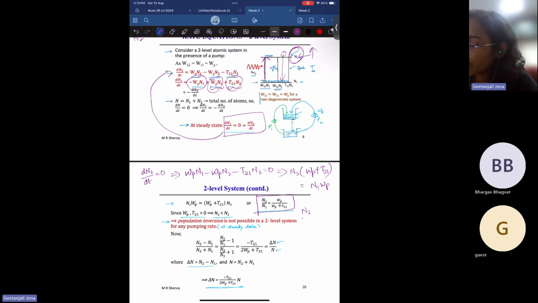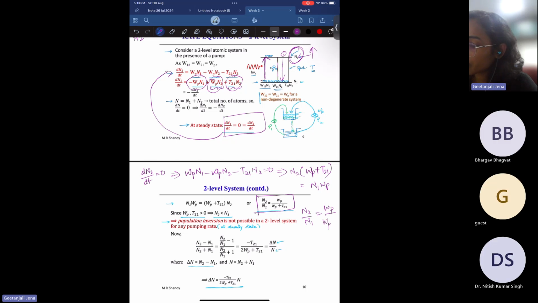So that means this N2 by N1 is omega_p divided by omega_p plus T21. So that means the denominator term is greater than the numerator term. So that means this N2 by N1 is less than 1. So N1 is always greater than N2 in a two-level system. So this means that for any pumping rate, even if we increase the pumping rate, we can't achieve population inversion in a two-level system. Okay. So this is one of the conclusions that you can achieve.